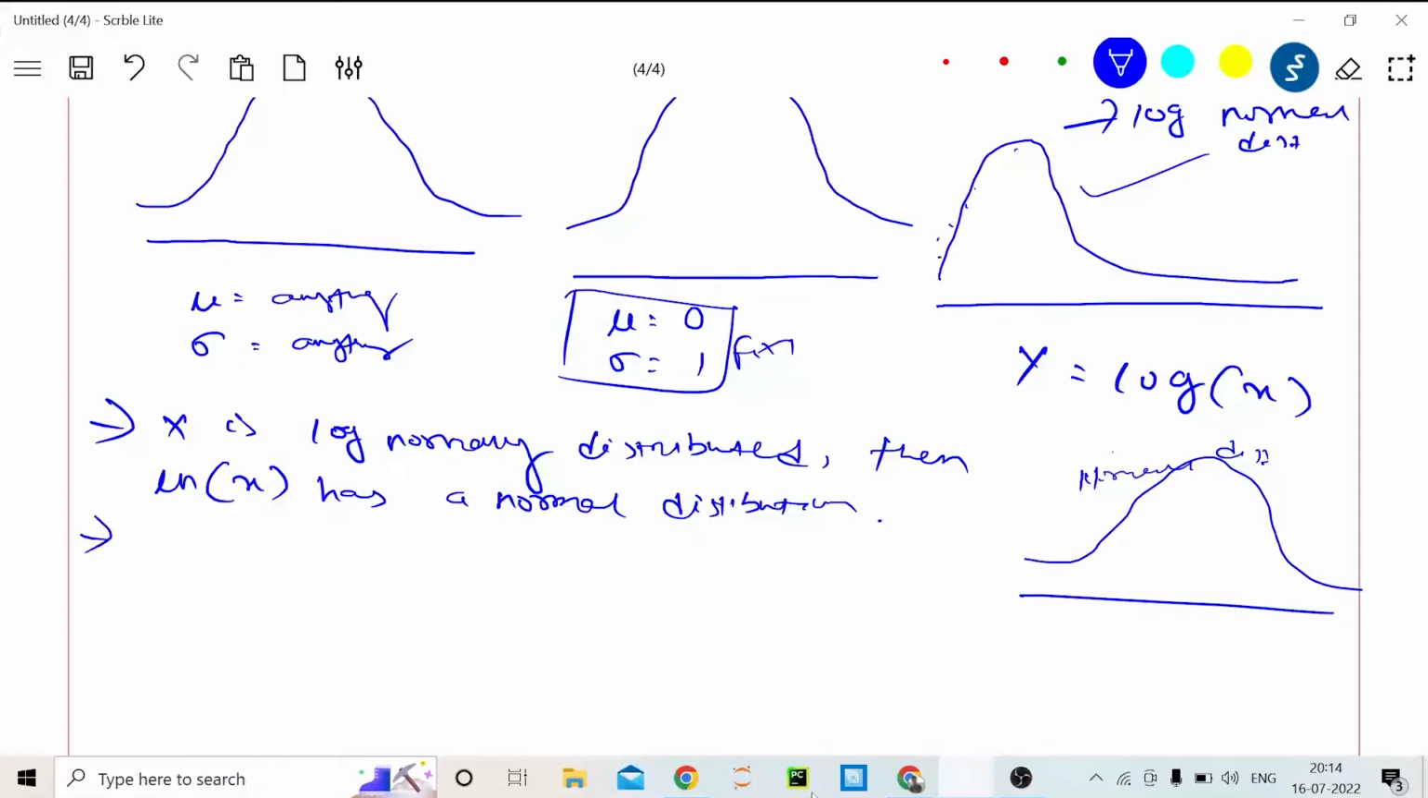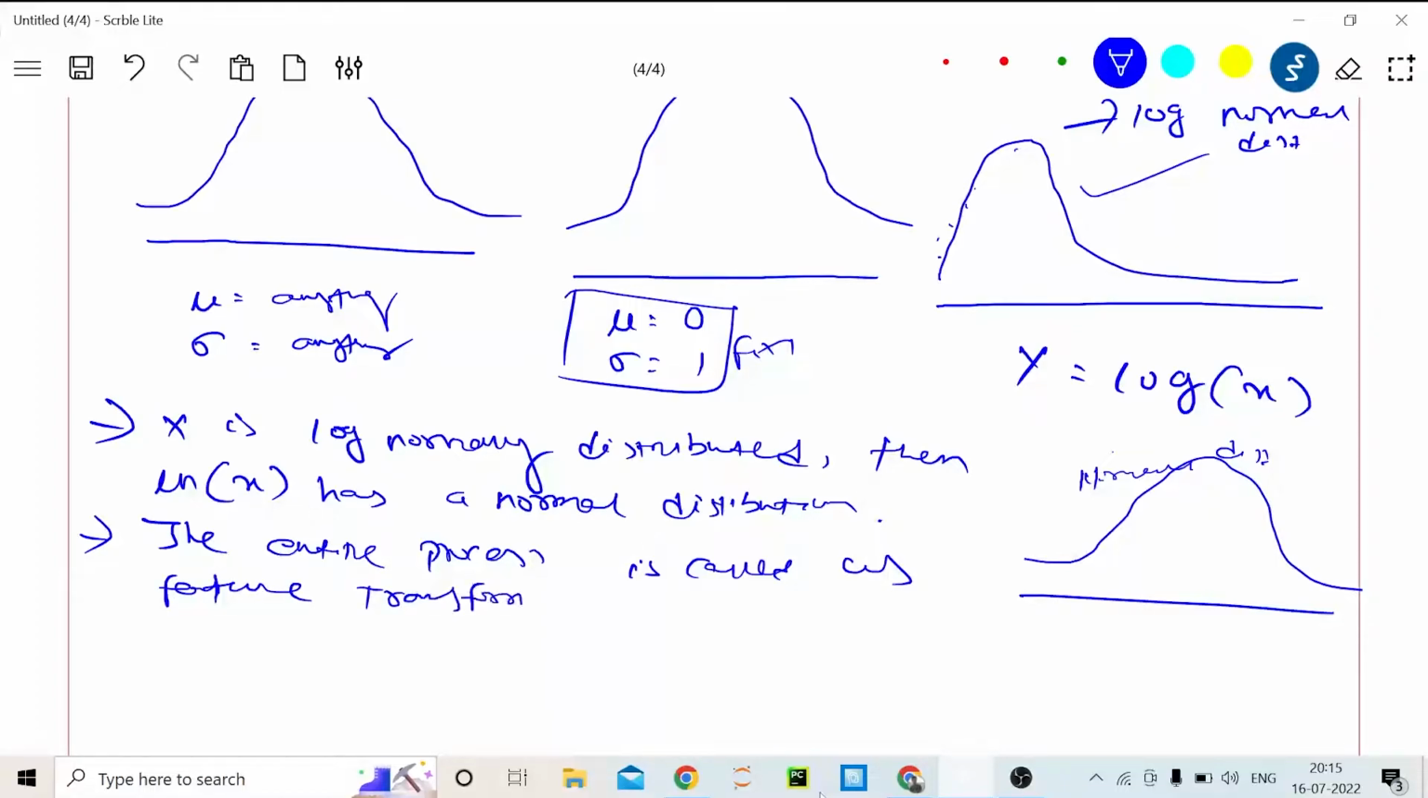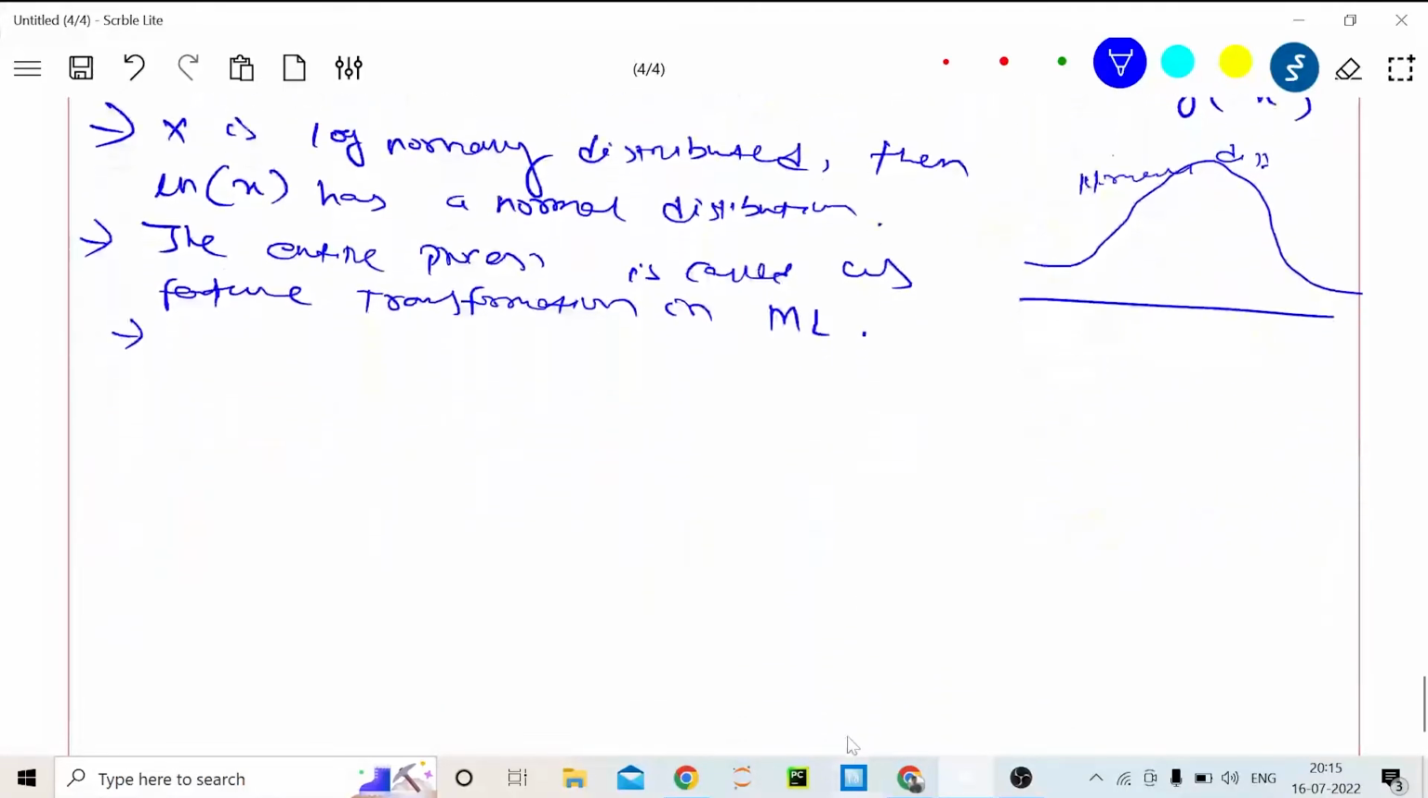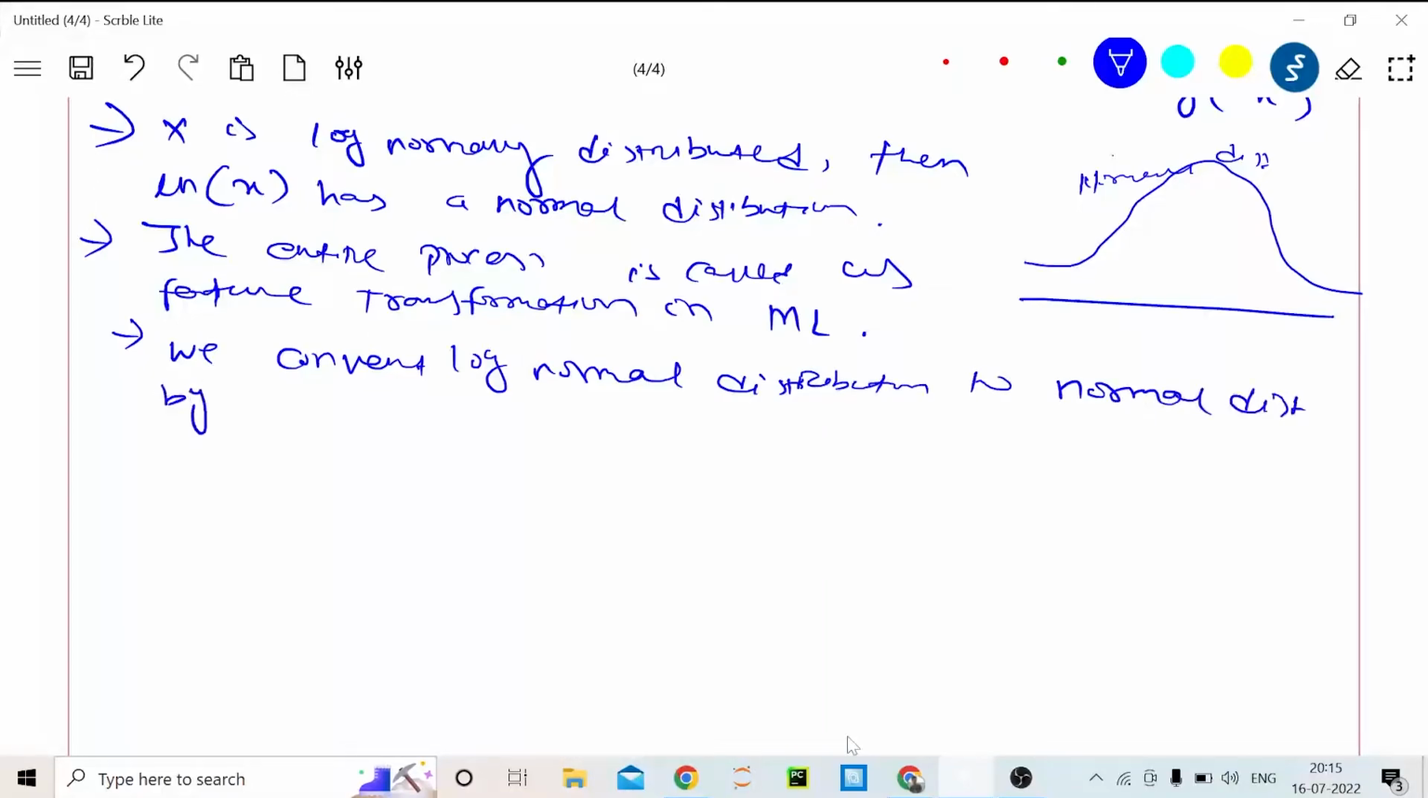Now I may tell you one more thing: this entire process is called feature transformation in machine learning. We convert a log normal distribution to a normal distribution by taking the log of x.